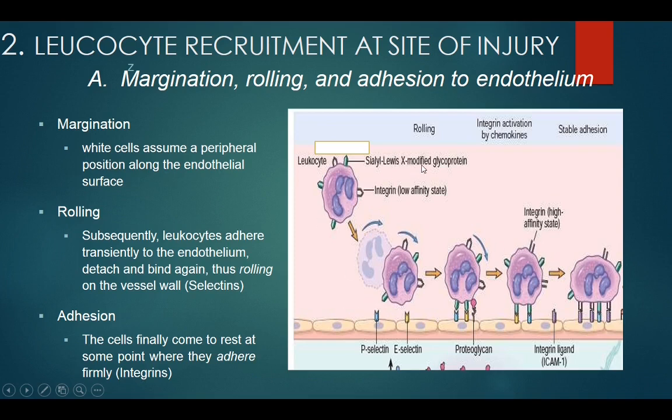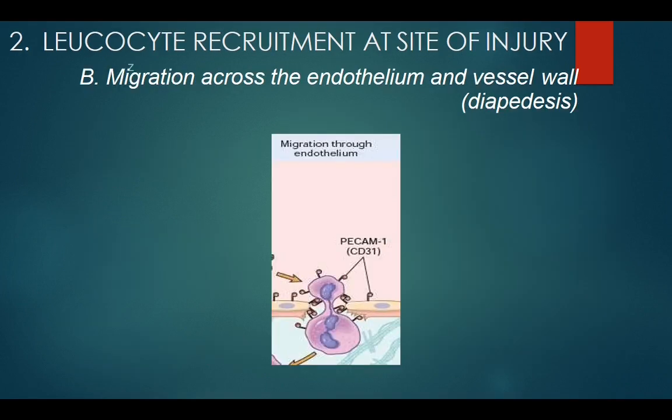Like I told, this sialyl Lewis X modified glycoprotein and this E-selectin and P-selectin, these are the ones which are very light binding. It is usually for decreasing the speed of these leukocytes. But integrins are the ones which are responsible for stern binding. And then comes migration across the endothelium and vessel wall. These neutrophils release some collagenase kind of materials which dissolve this membrane, the endothelium, and they create a small pore and move outside.